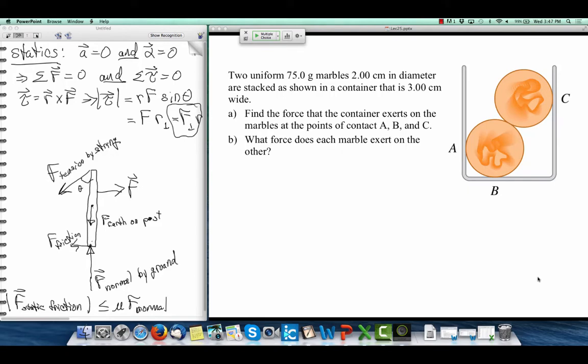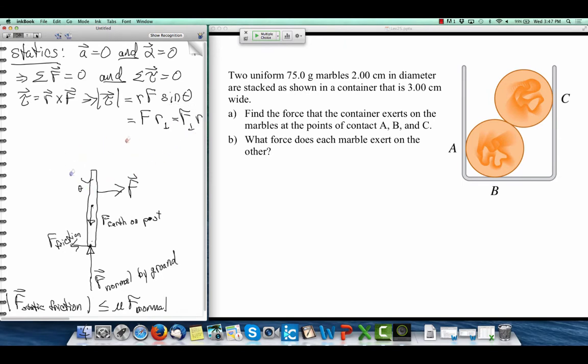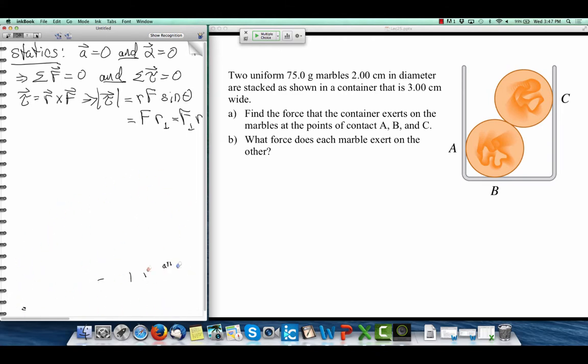Here's another problem, one that we can actually do here. It's just two balls sitting inside a container right now, and it says find the force that the container exerts on the marbles at points A and B and C, and then the forces in between the two.